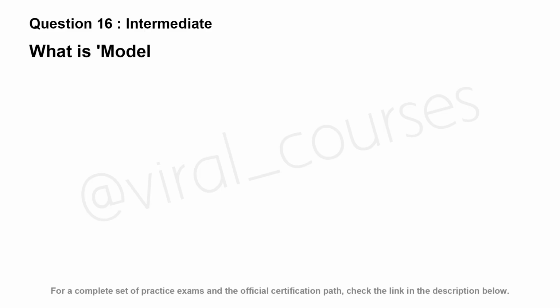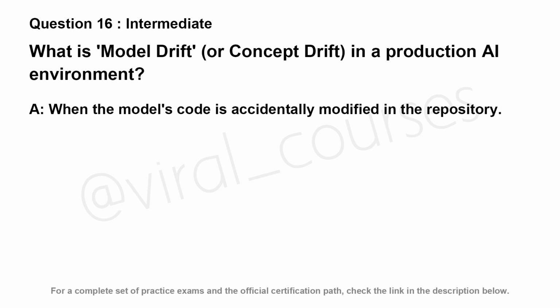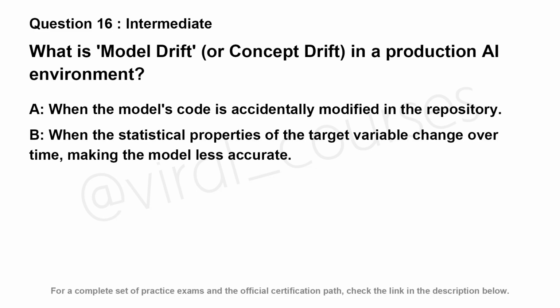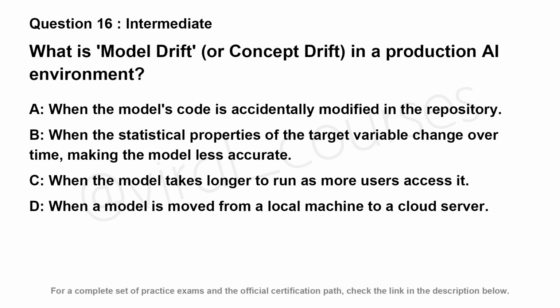What is model drift or concept drift in a production AI environment? Option A. When the model's code is accidentally modified in the repository. Option B. When the statistical properties of the target variable change over time, making the model less accurate. Option C. When the model takes longer to run as more users access it. Option D. When a model is moved from a local machine to a cloud server.